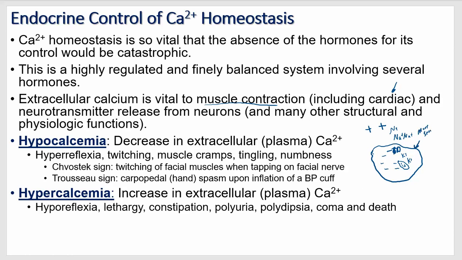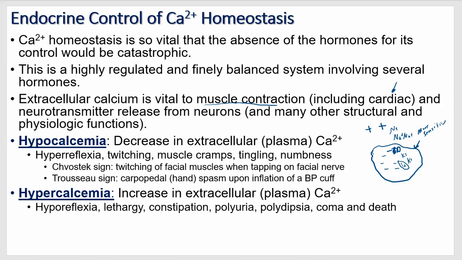More sensitive, which means a trigger is going to cause your heart or your muscles to go, nerve conduction to go. Anything that depends on this polarization is going to happen more quickly. So hypocalcemia, hyperreflexia. Reflexes are going to be hyper, they're going to be jumpy, twitching, muscle cramps, tingling, numbness. That's going to affect the nerve conduction as well. And then we have a couple of things down here. I'm not going to really go into them.